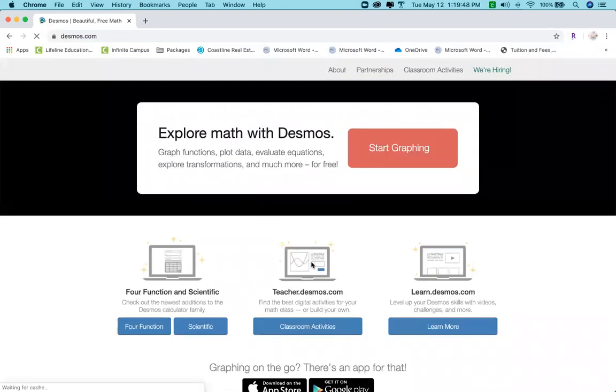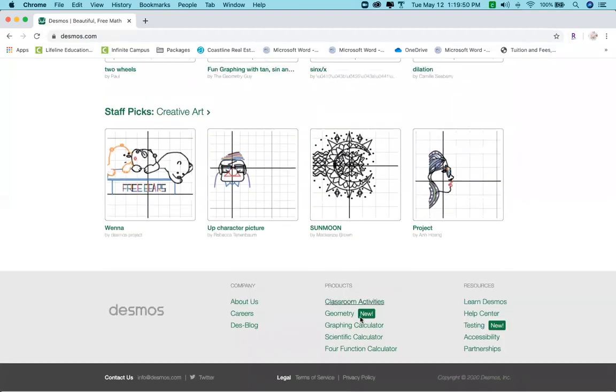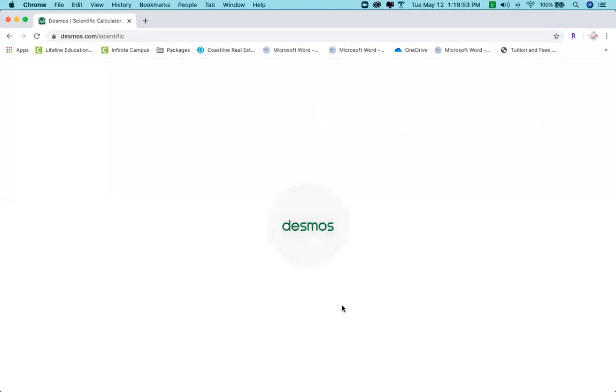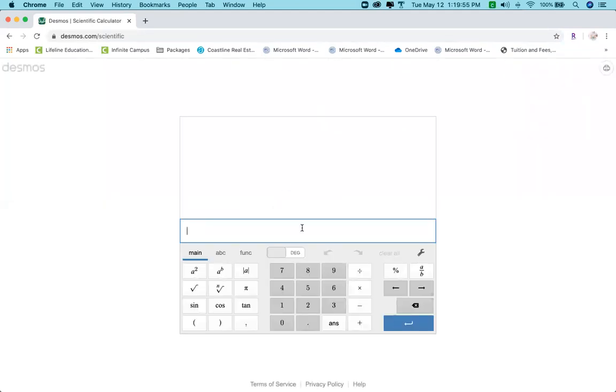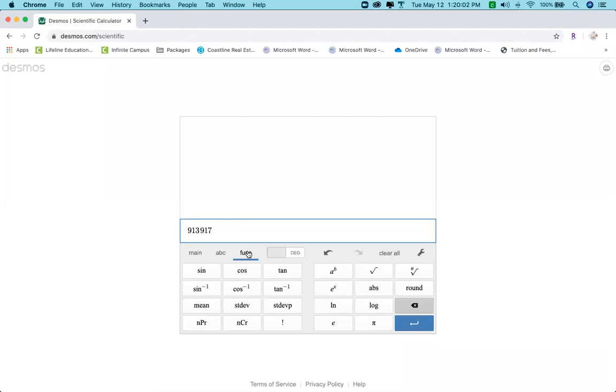Let me open up decimals. Go to scientific calculator. And we can type the whole thing here. 913917. And then right on function, go to e, and we're going to raise it to the power. Open up a parenthesis and type 0.029 times 9. And that's your answer, right?